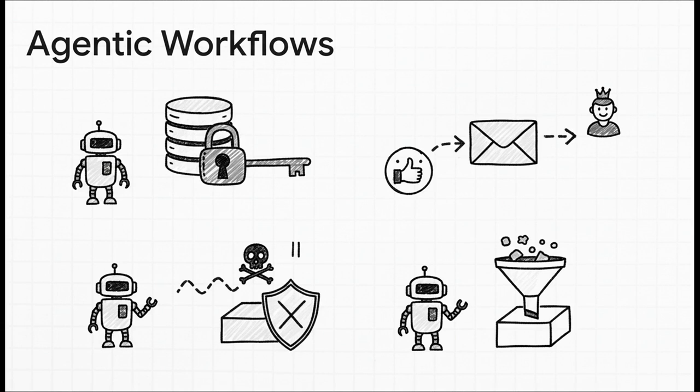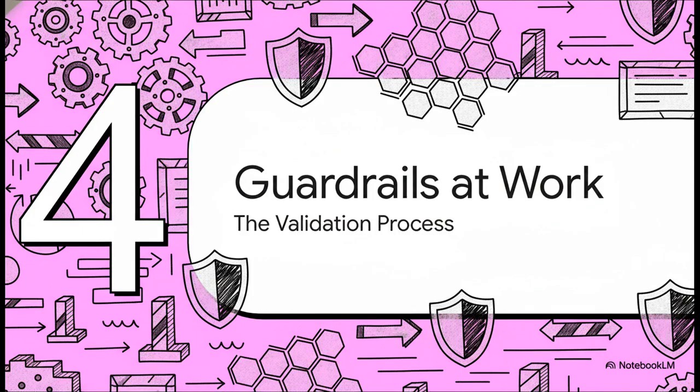They can implement role-based access, so only a specific person can trigger an action. They can require a human to sign off before sending an important email. And they can validate commands to stop the AI from doing something dangerous. Okay, so we've got all these different kinds of guardrails. How do they actually fit together in a real live system? Let's walk through the entire process.